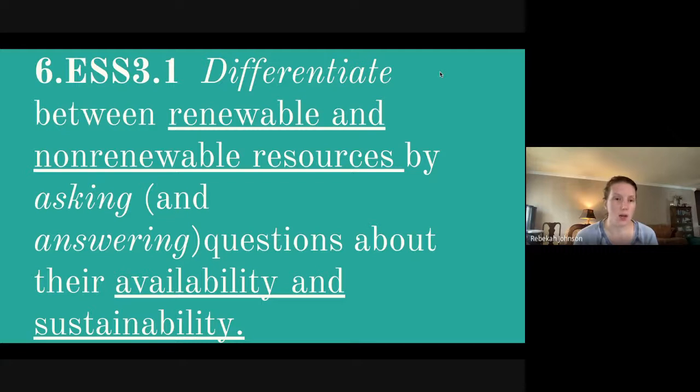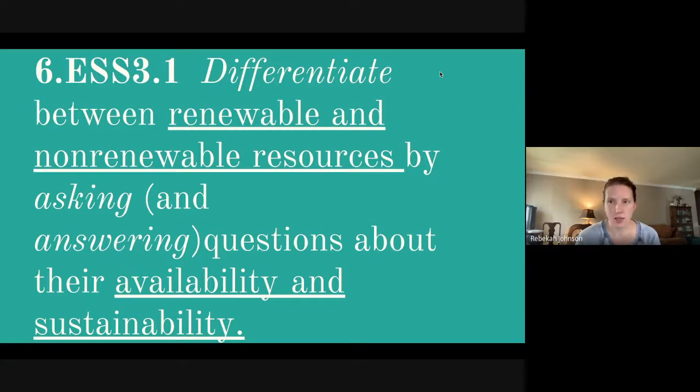Non-renewable, we know what non means. It's basically just a prefix that means not. So we can look at that and say it's not renewable. If my HBO Max subscription cannot be renewed, it is non-renewable. But how does that apply to resources, and what are resources? That's an important question. The next is availability and sustainability.